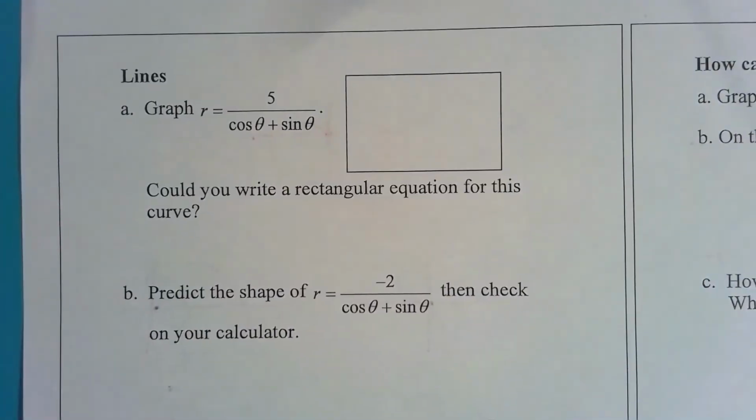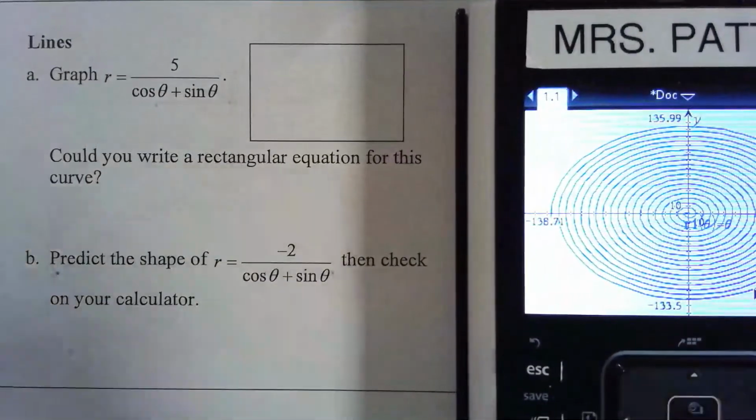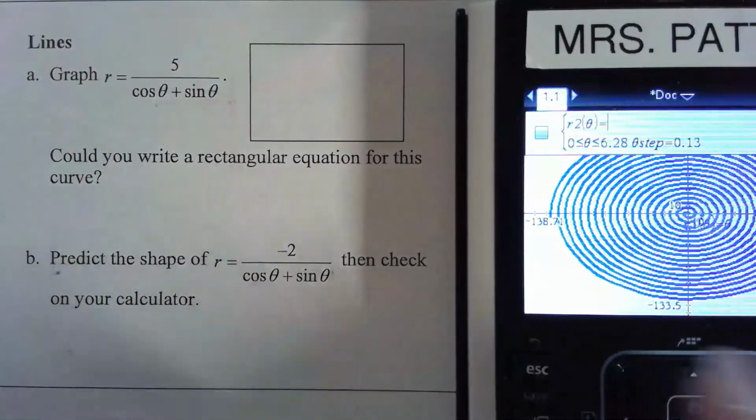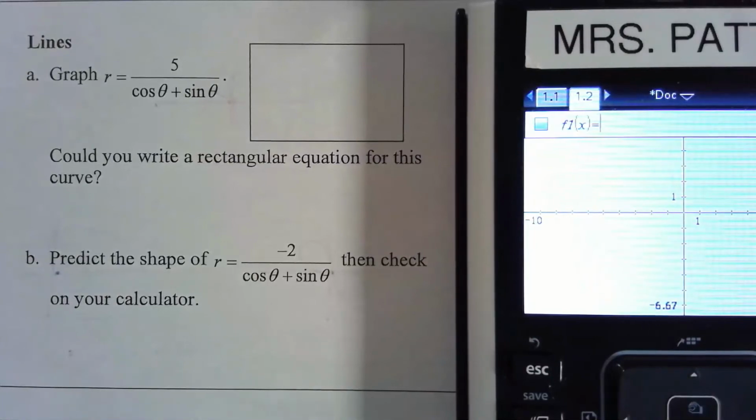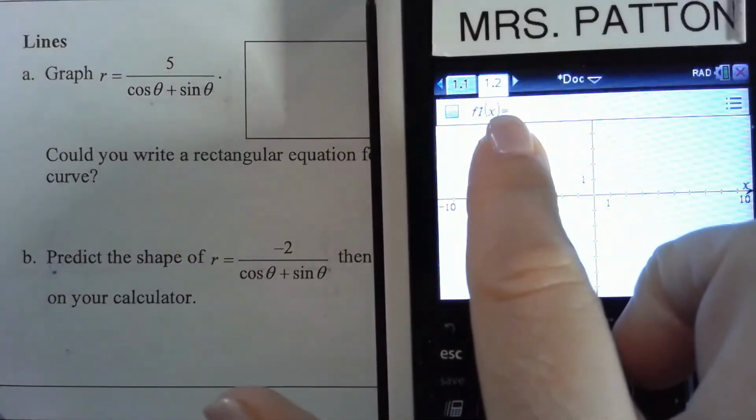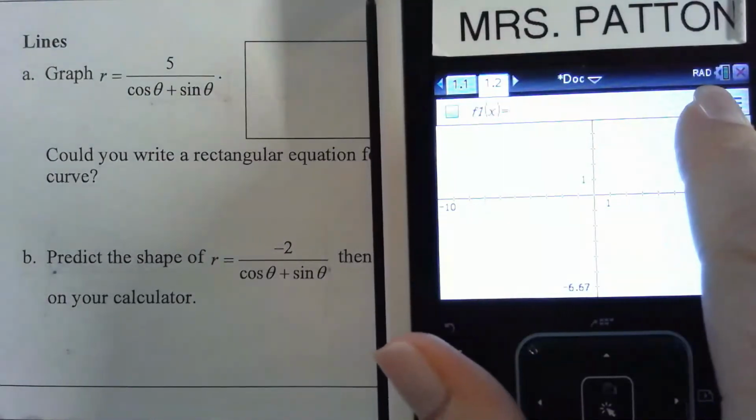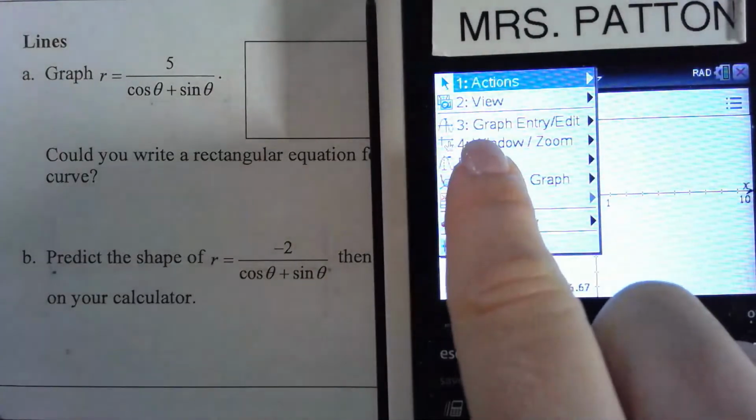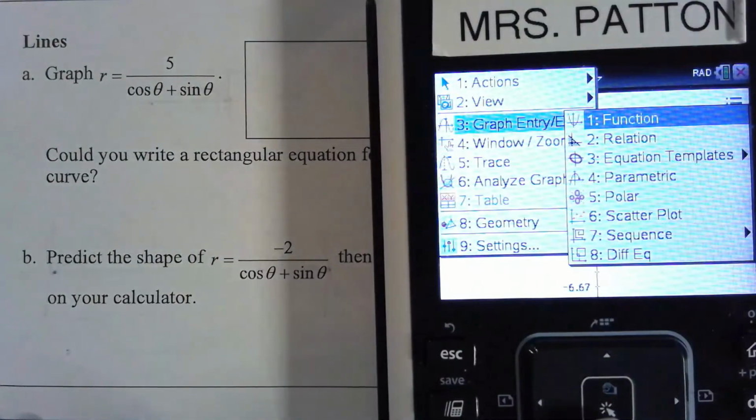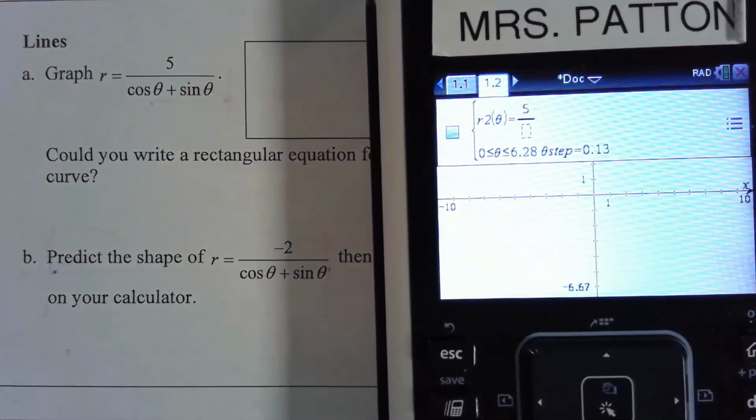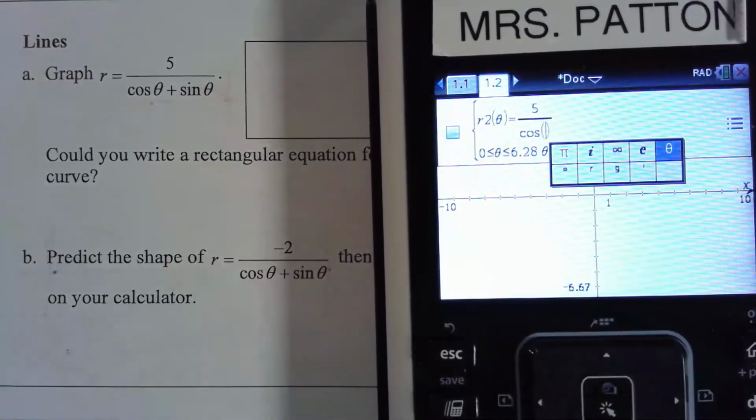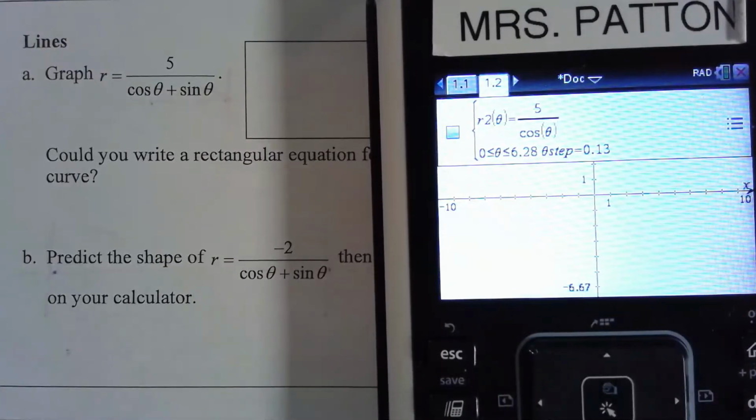Let's talk about lines, because lines were the easiest graphs we had in Cartesian or rectangular coordinates. So let's start with this one. I'm just going to start a new graph page. But when I do that, it's going to go back to function mode. That's why I have not been adding new pages. So I'm still in radians, but now I'm back in functions. I'm going to go to menu, number 3 for graph entry, and I'm going to go down to number 5. I'm going to graph the fraction 5 over cosine of theta, close that or get out of your parentheses, plus the sine of theta.